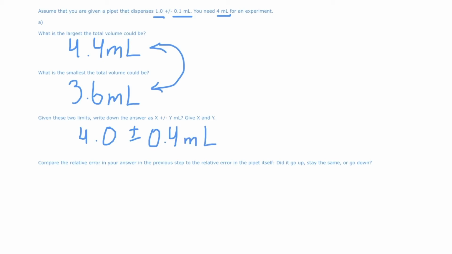Now, let's take a look at the last part of this question. Compare the relative error in your answer in the previous step to the relative error in the pipette itself. Did it go up? Did it stay the same? Or did it go down? So when we think about relative error, and I'll write it up here, our formula for relative error is simply the error over the final value.